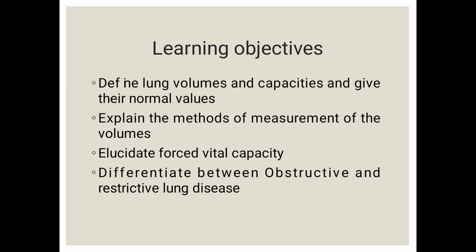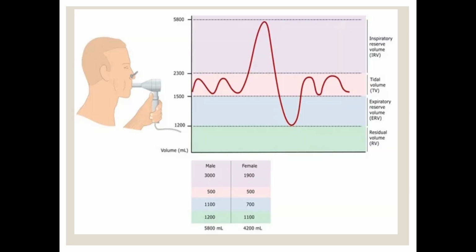You'll be able to define the volumes and capacities and give their normal values. You know the methods of measurement of these volumes, the simple spirometer and also the helium dilution technique. You'll be able to elucidate the forced vital capacity and why it is physiologically important. You will be able to differentiate between obstructive and restrictive lung diseases. So this is, in a nutshell, all the lung volumes and capacities and their normal values.